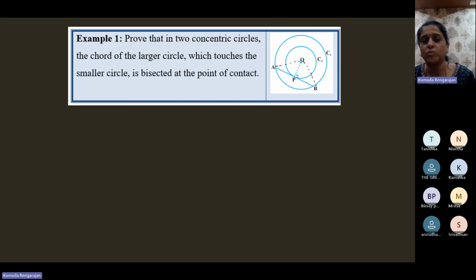Then join OA and OB. Show that these two triangles are congruent, OPA congruent to OPB. So by CPCT, you will have the result PA is equal to PB. This is one way of doing.